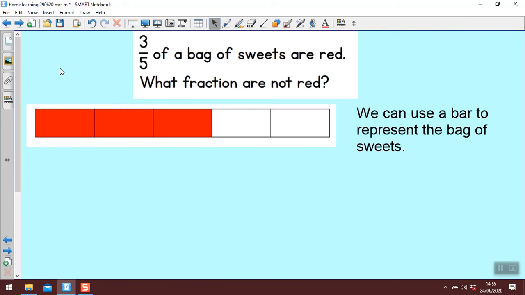3/5 of a bag of sweets are red. What fraction are not red? So we can use a bar model to represent the bag of sweets. So all of this is the bag of sweets, and 3 out of 5 pieces are red. So what fraction are not red? Pause the video while you write your answer down.